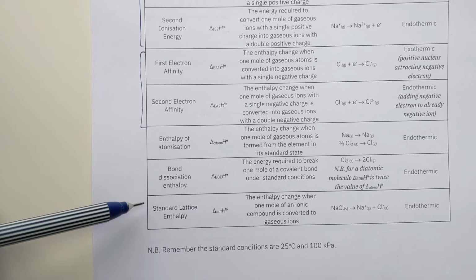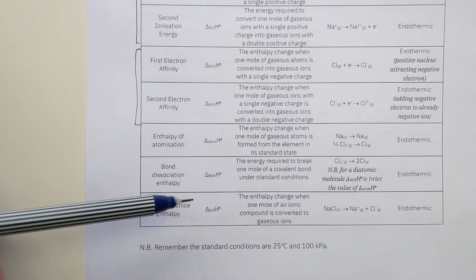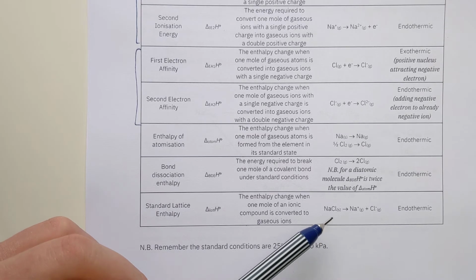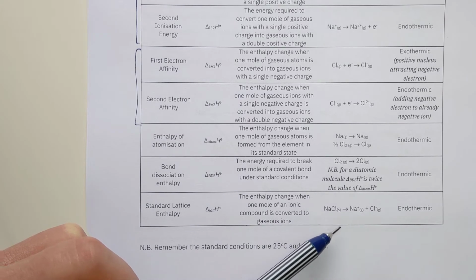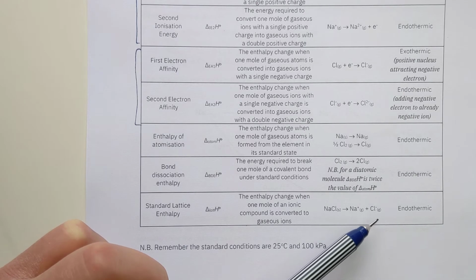Just going back to the one we started with, the standard lattice enthalpy, which is what this topic's all about, the one we're trying to calculate. The definition of it is the enthalpy change when 1 mole of an ionic compound is converted into gaseous ions. So you're starting with, for example, sodium chloride, that's a solid in its normal form. You're splitting up completely into individual ions. So you see Na+ Cl-.